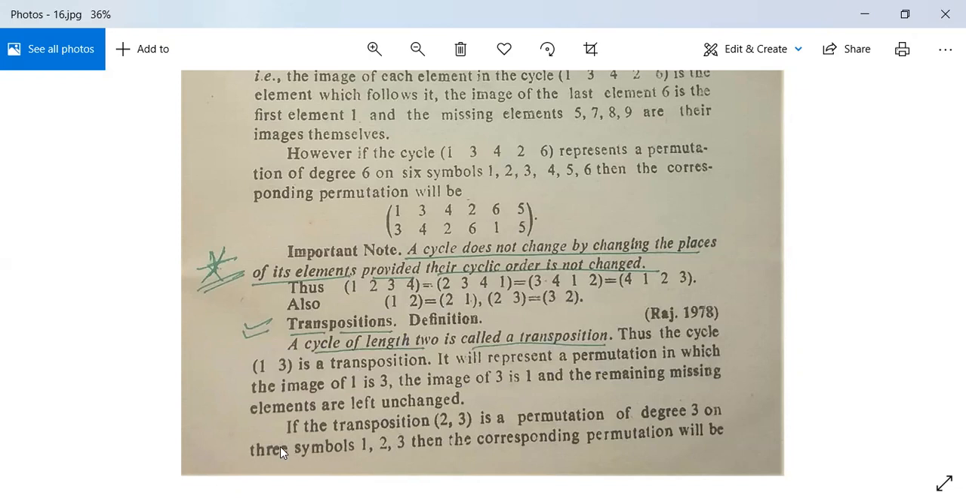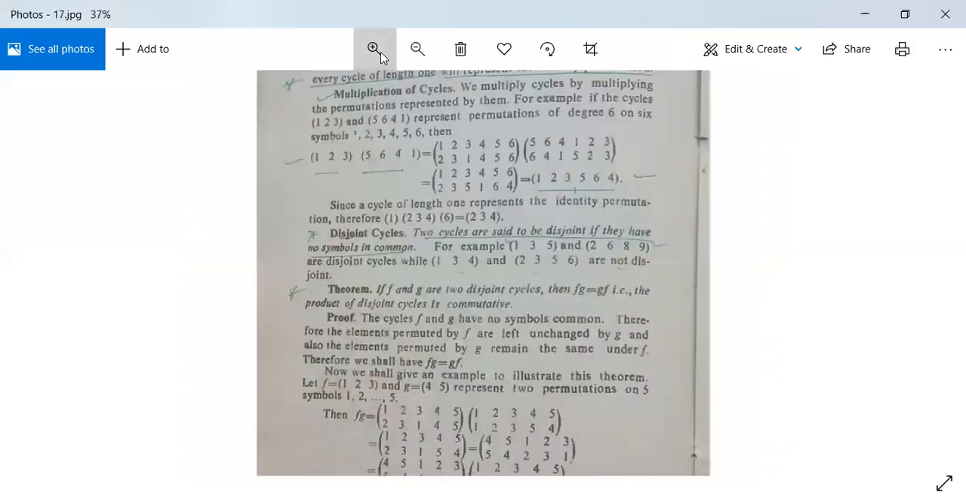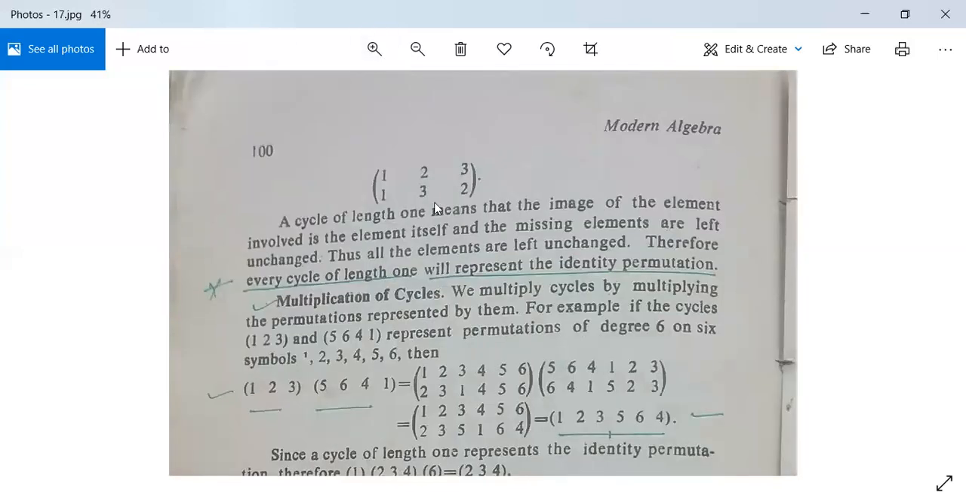कोई change नहीं. If the transposition (2, 3) is a permutation of degree 3 on 3 symbols 1, 2, 3, देखो खाली 2, 3 में change हो रहा है तो 1 will be left unchanged. Then the corresponding permutation will be, क्या हो जाएगा permutation उसके लिए? 1, 2, 3 goes to 1, 3, 2. 2 goes to 3, 3 goes to 2, and 1 is left unchanged. So this is also a cycle of length 2.